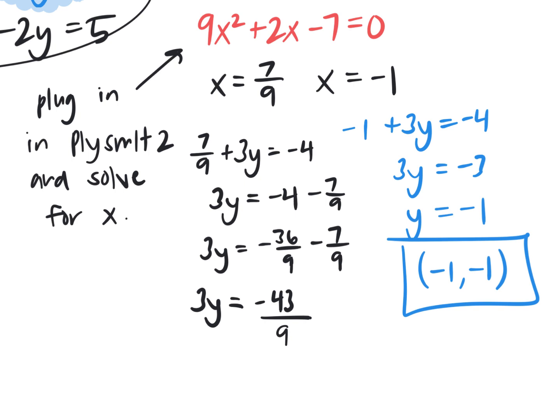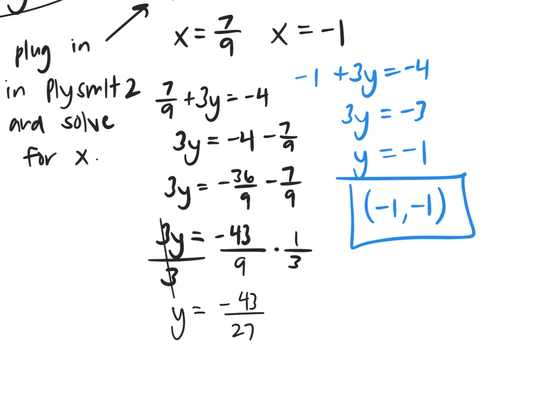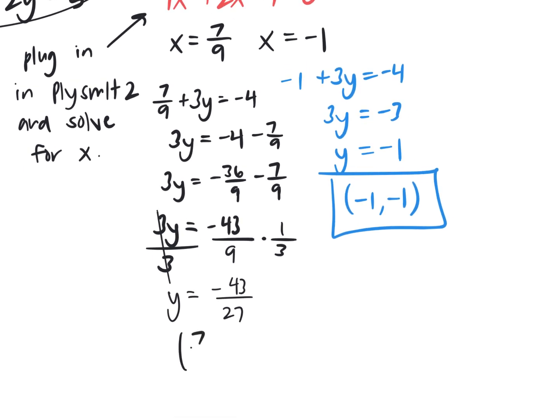And then to undo that, multiplying by 3, divide by 3. And if I divide by 3, that's the same thing as multiplying by 1/3, right? So this gives me y equals -43 divided by 27. What a gross fraction there. So your final answer would be 7/9, comma, -43/27.